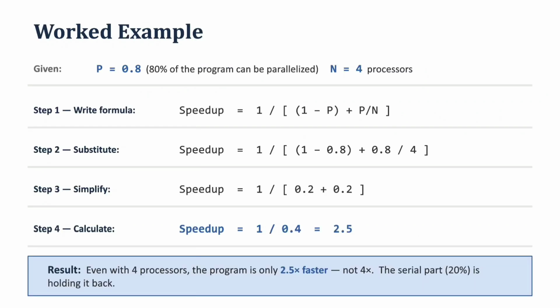Let us see a worked example. Given that P equals 0.8, that is 80% of the program can be parallelized, and N equals 4 processors. Substitute the values in the given formula. We get 2.5. From the result, we know that even with 4 processors, the program is only 2.5 times faster, not 4 times, because the serial part, 20%, is holding it back.